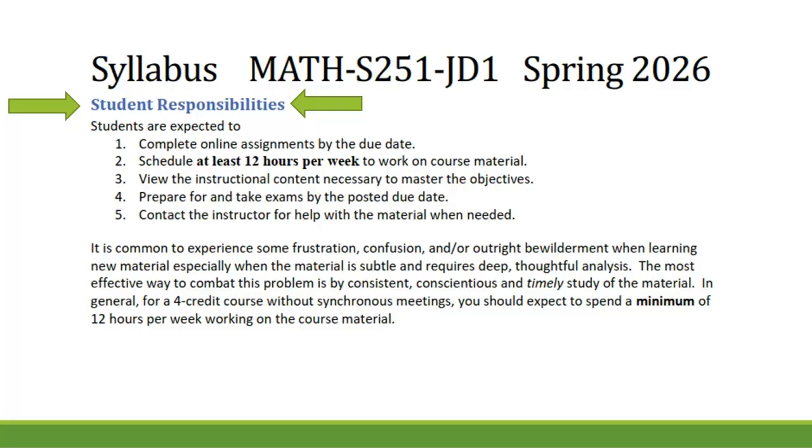Many students expect that an online or distance course will be easier and take less time than a traditional face-to-face course. This is an incorrect assumption. In fact, it takes more time, discipline, and effort to take an online course. You must work independently on your own to stay on track. In general, for a 4-credit course without live meeting times, you should expect to spend a minimum of 12 hours per week working on the course material. This includes time spent reading the assigned textbook sections, watching the posted videos, taking and reviewing notes, and working on the homework assignments.